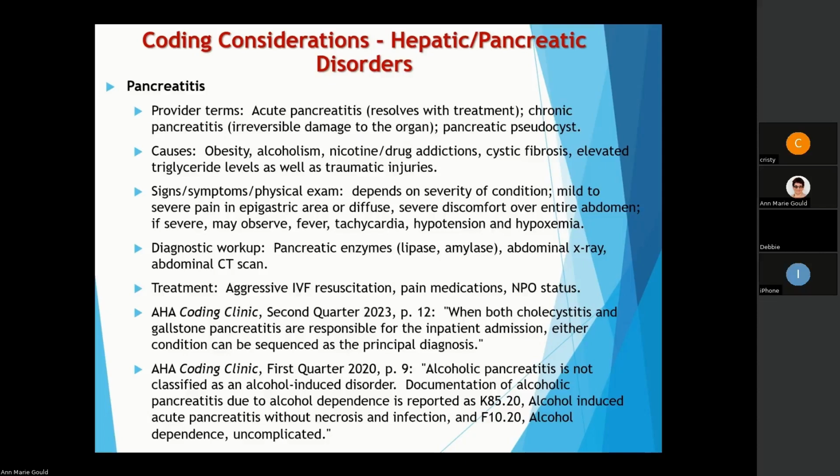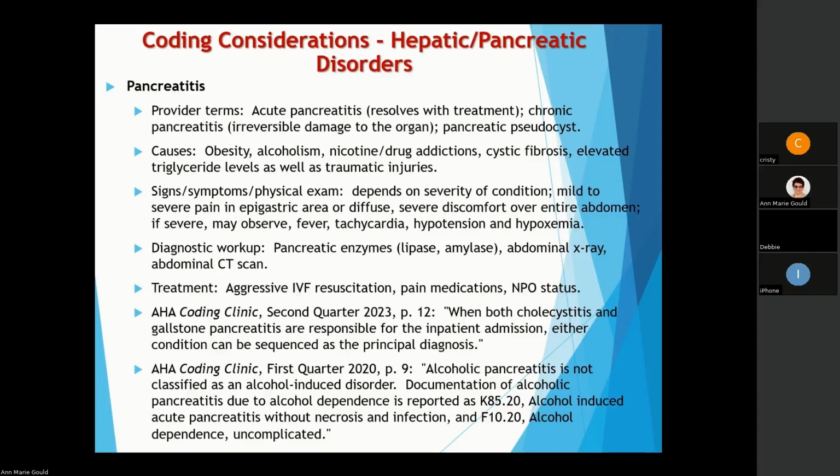Signs, symptoms, physical exam depend on the severity of the condition. Usually mild to severe pain in the epigastric area or diffuse abdominal discomfort. They may have fever, tachycardia, hypotension, and even hypoxemia if it's severe enough, where it's really acute. Your diagnostic testing, of course, includes your pancreatic enzymes, your lipase, amylase. They usually do abdominal x-rays or CT scans to see what's going on. And then usually it's aggressive IV fluid resuscitation, pain medications, and NPO status.